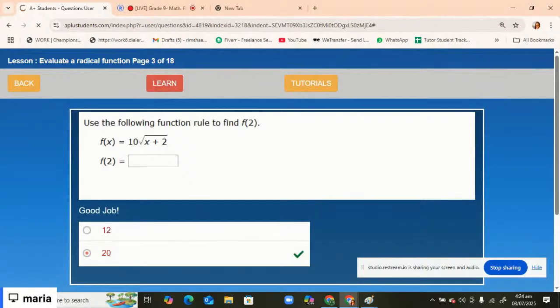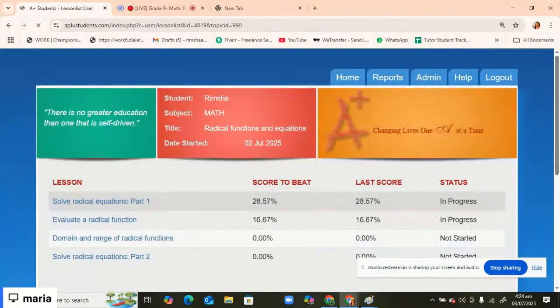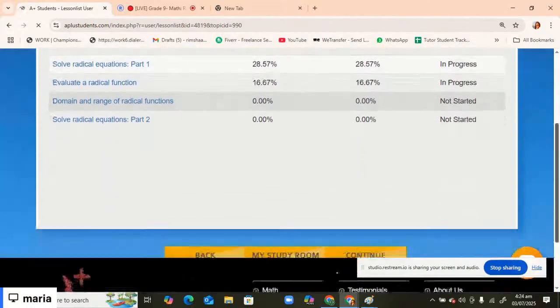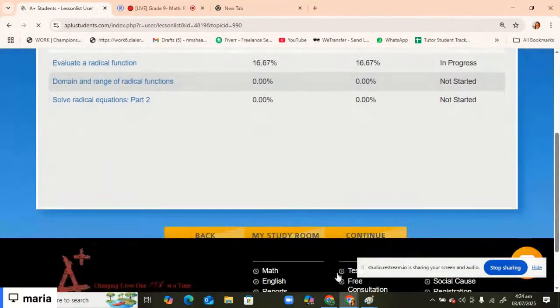Hope you guys understand this lesson. Solve the rest of the test questions regarding this lesson by yourself. Okay, let's discuss the next lesson, which is domain and range of the radical functions.